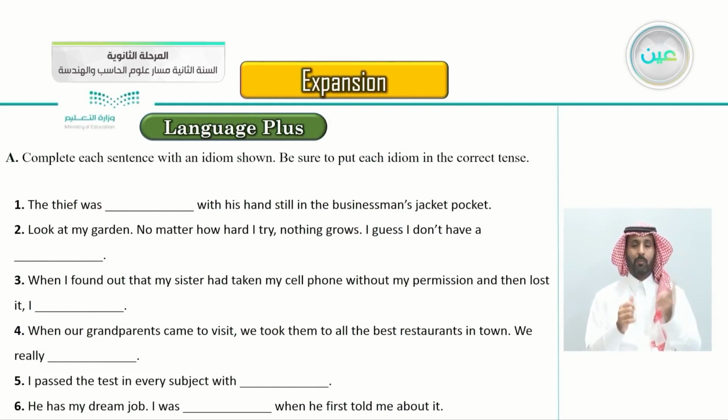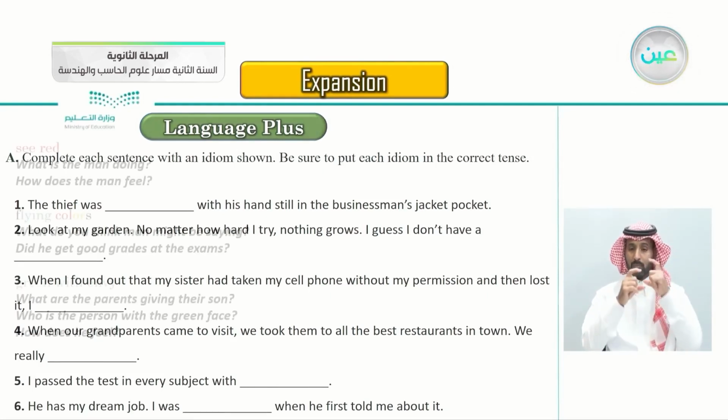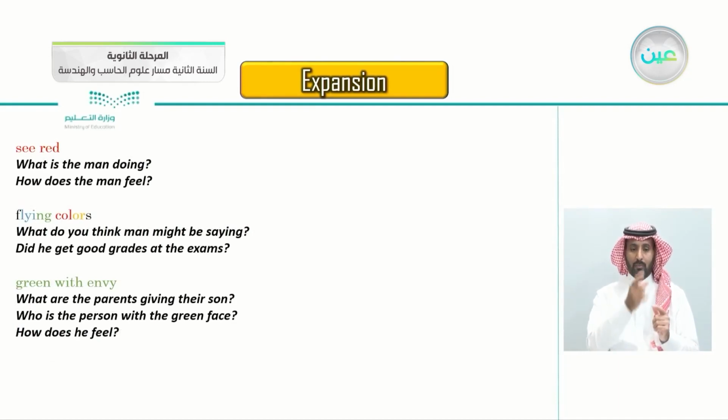So, of course, you can see the pictures, and each idiom is written underneath the picture. So these are the idioms. See red. So what is the man doing? How does the man feel? And also flying colors. The picture of the flags, you can see flying colors. What do you think the man might be saying? Did he get good grades at the exam? Green with envy. What are the parents giving their son? Who is the person with the green face? How does he feel?